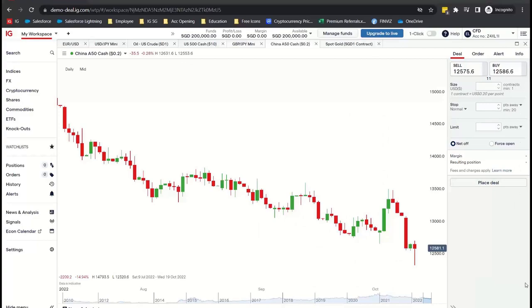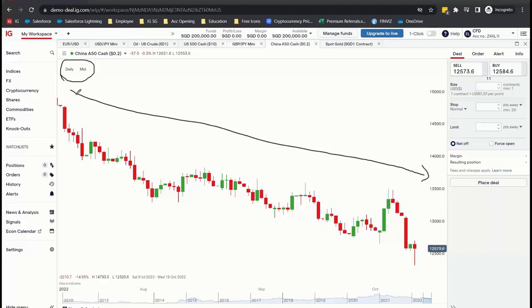I need you guys to focus first to answer the question. What is the trend of A50? That's the first question here. And second, what is the time frame of A50 that I'm using? Time frame is daily, which means that every one bar is one day, right? And then what is the trend of A50?